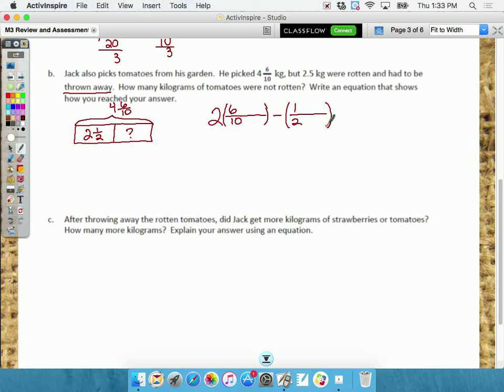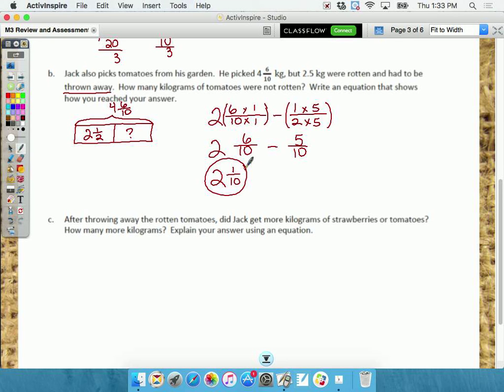Okay, so Lily, what's my common denominator this time? 10. Because? 2 goes into 10. Good. So 2 times what equals 10? 5. That makes sense. 1/2 is equivalent to 5/10. Okay, so we have 2 and 6/10 minus 5/10. 2 and 1/10. Okay, so that's how many tomatoes.